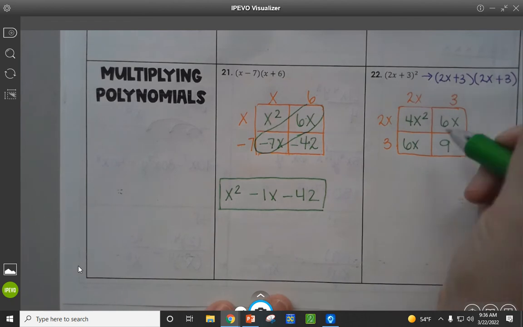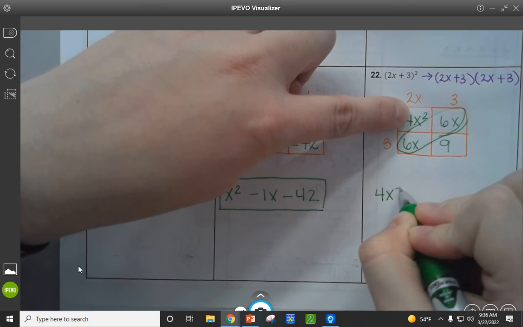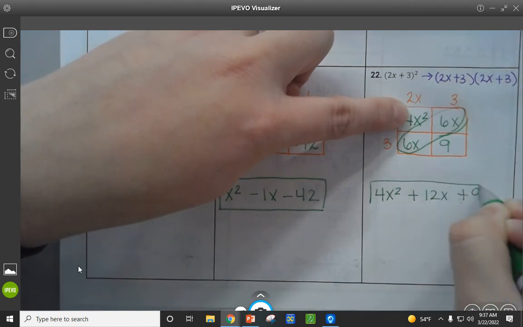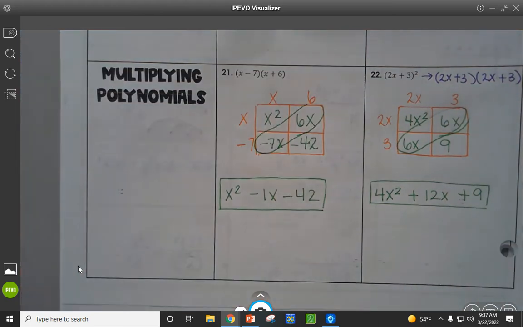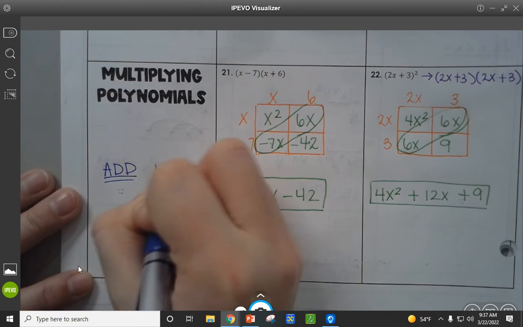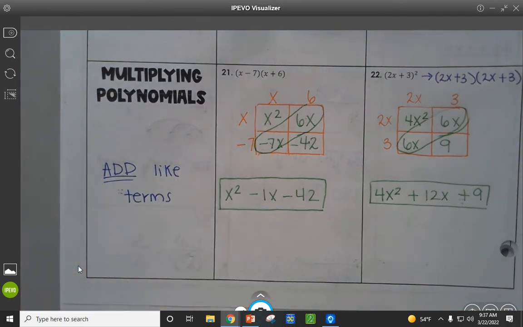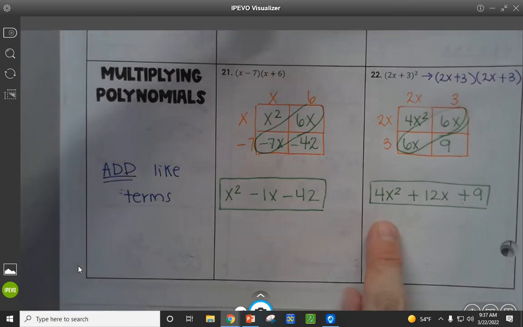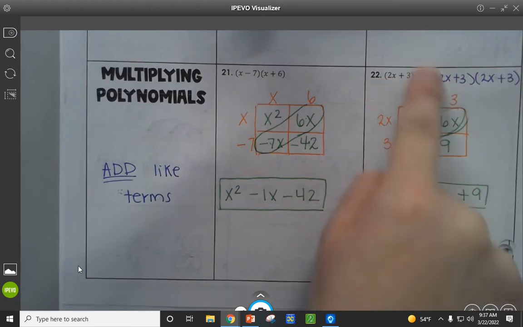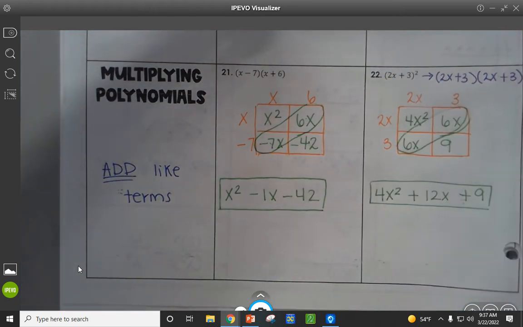Yep. So here's my like terms. So you add them. Yep. 4x squared plus 12x plus 9. So if you want to write that on there, that you add like terms. Now remember, it's super easy to check your answer. Pick some random number to store as x and type in your question and then type in your answer and see if they match. It makes it super quick to check.